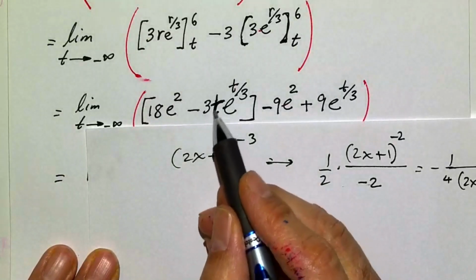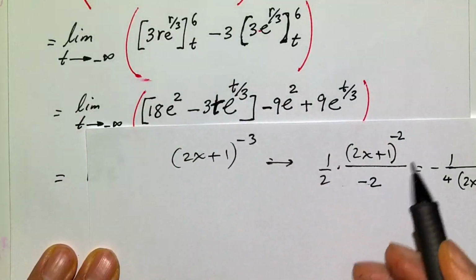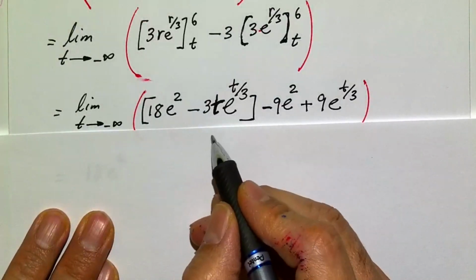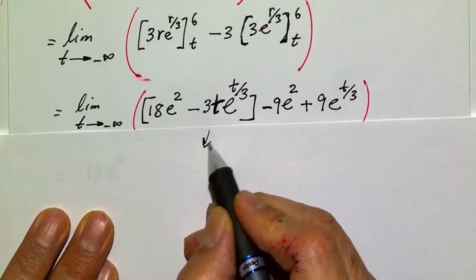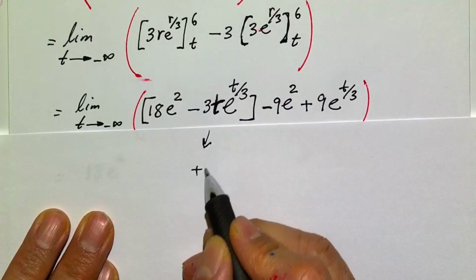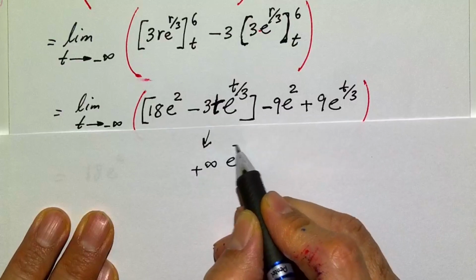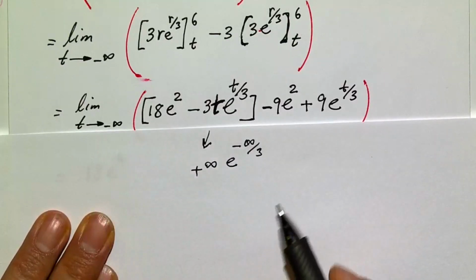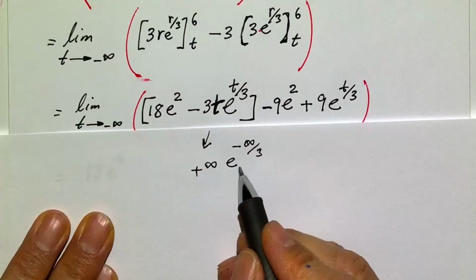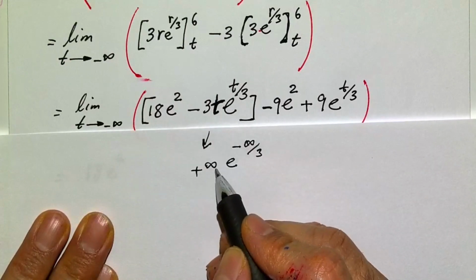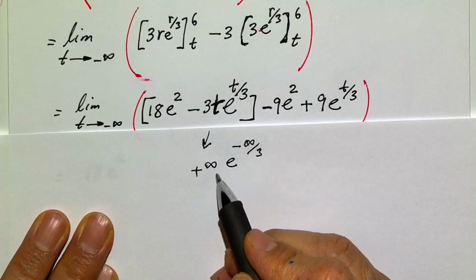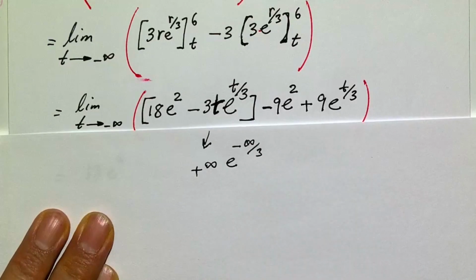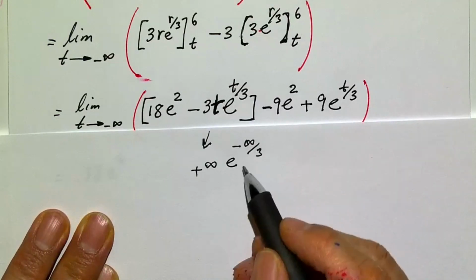When we replace the t for this quantity with infinity, notice what we get. So we get positive infinity times e to minus infinity divided by 3, since t is going to negative infinity. Now the question is, is this quantity approaching positive infinity faster or negative infinity faster? Well, it's approaching negative infinity.